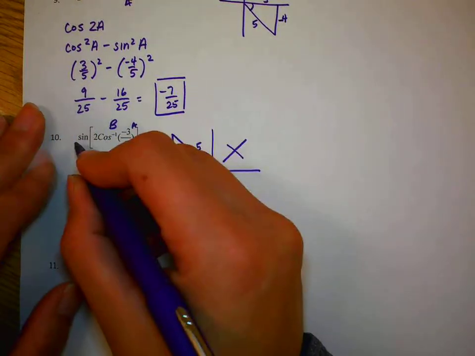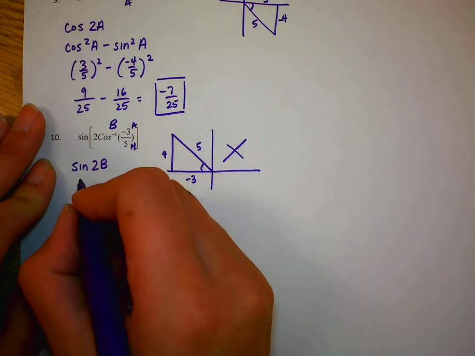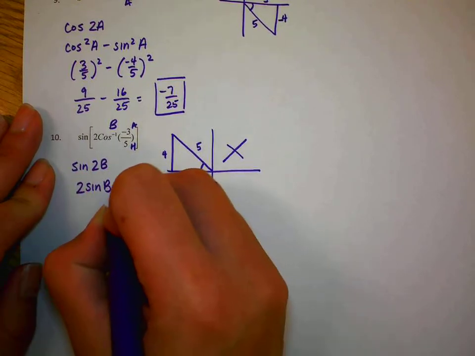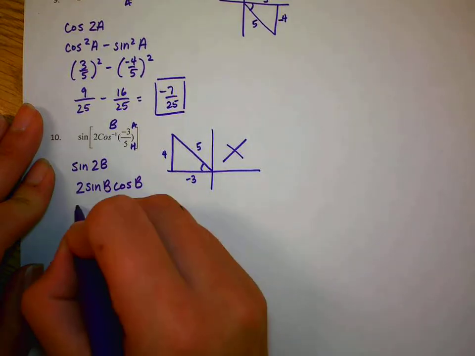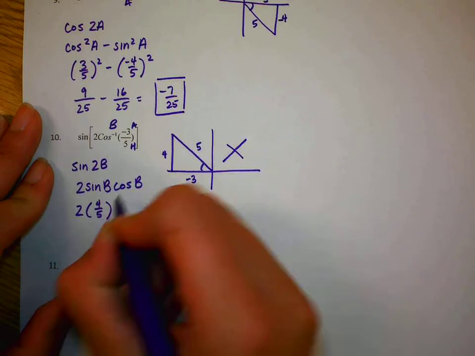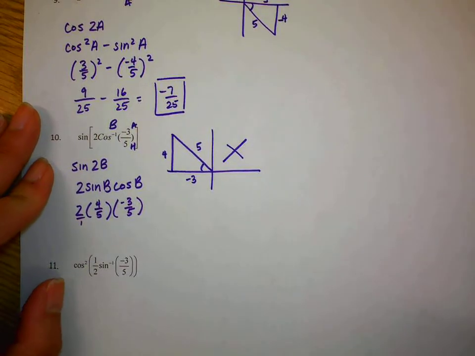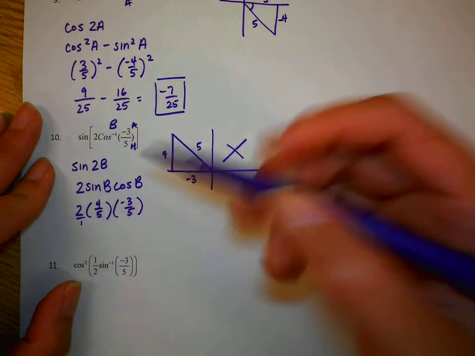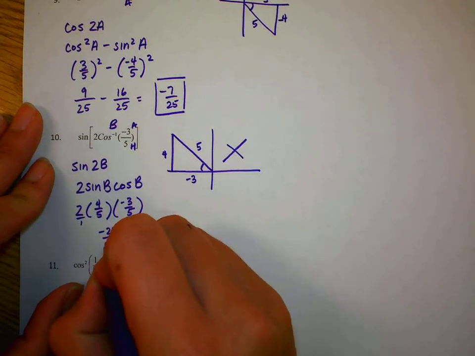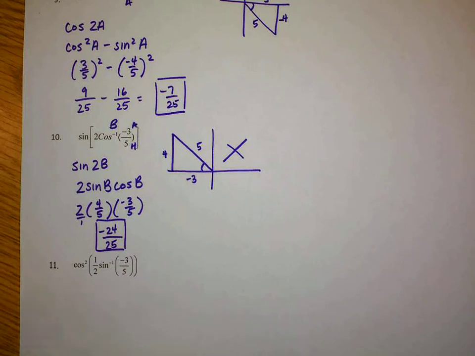Okay, so this problem is basically sine of 2b. And we learned last unit, the formula for this would be 2 sine of b cosine of b. Alright, so sine of b would be opposite over hypotenuse of 4/5. Cosine of b is adjacent over hypotenuse, so negative 3/5. Remember, this 2 is really over 1. So 2 times 4 times negative 3 would give me negative 24. 1 times 5 is 25. So my final answer for that question would be negative 24 over 25.